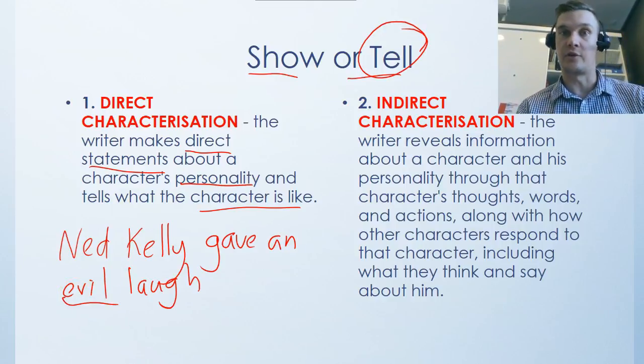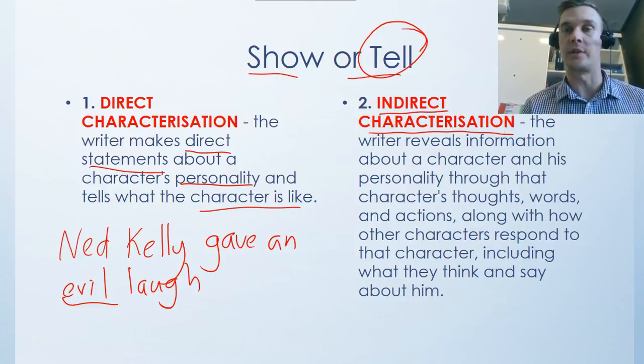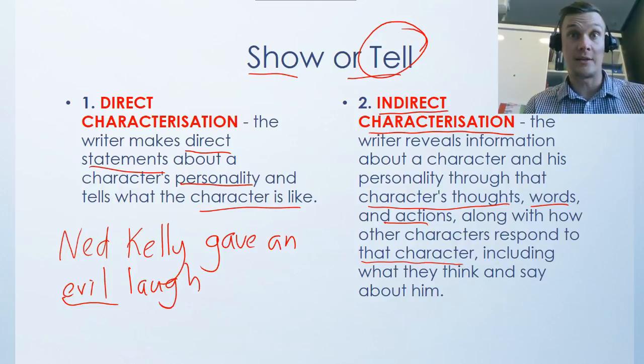The other version is called indirect characterization, and this is one of the most important ones, and one that we need to really be good at. Here the writer reveals information about a character and his personality through the character's thoughts, words and actions. Again, this is the implied meaning that we've looked at earlier, along with how the characters respond to that character. Are other characters scared, or do they find comfort in that character? How the other characters interact gives us a really good determination of indirect characterization, including what they think and say about him.